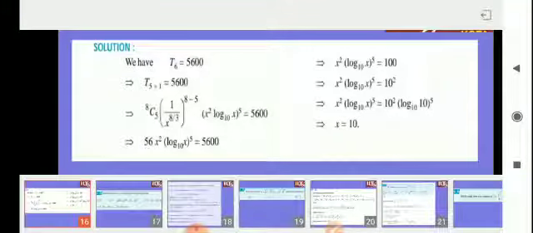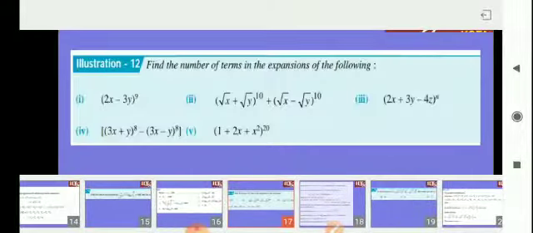Okay, see the solution. T6 is equal to 5600. That can be written as T5 plus 1, same as what I explained over here. Fine. Let's see another problem, another illustration.